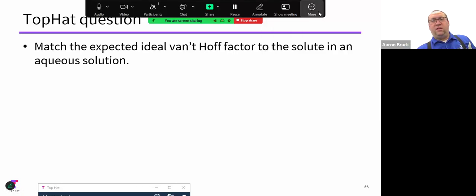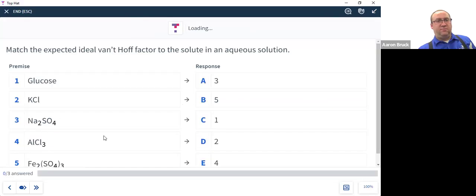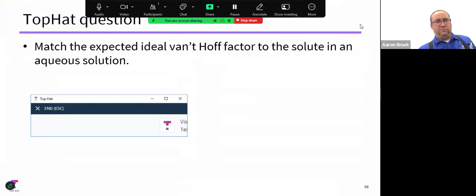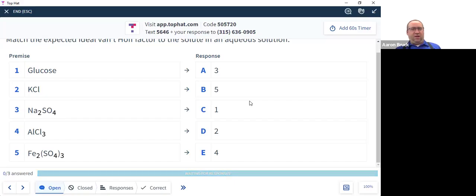All right, so let's take a look at another Top Hat exercise here then. Match the expected ideal van 't Hoff factor to the solute in an aqueous solution. And so the expected ideal van 't Hoff factor, that would be the Hückel theory expectation. How many particles does this ion, the compound, how many particles does this substance break apart into when we dissolve it in water?